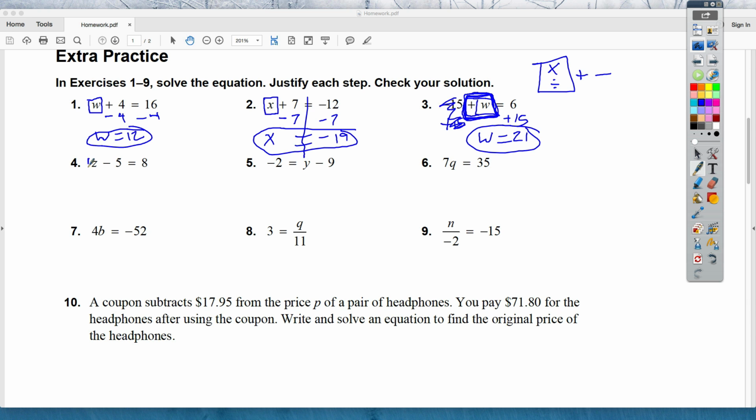Okay, here I've got the variable, the unknown, including any signs in front of it. There doesn't happen to be any. What's the opposite of minus? That would be plus 5. And that leaves me with just Z on one side, and this goes away, and I'm left with 13 on this side.